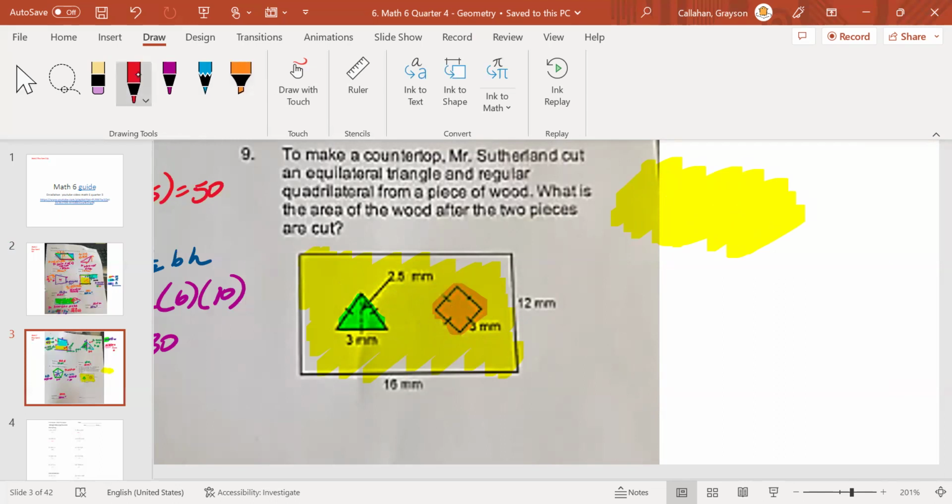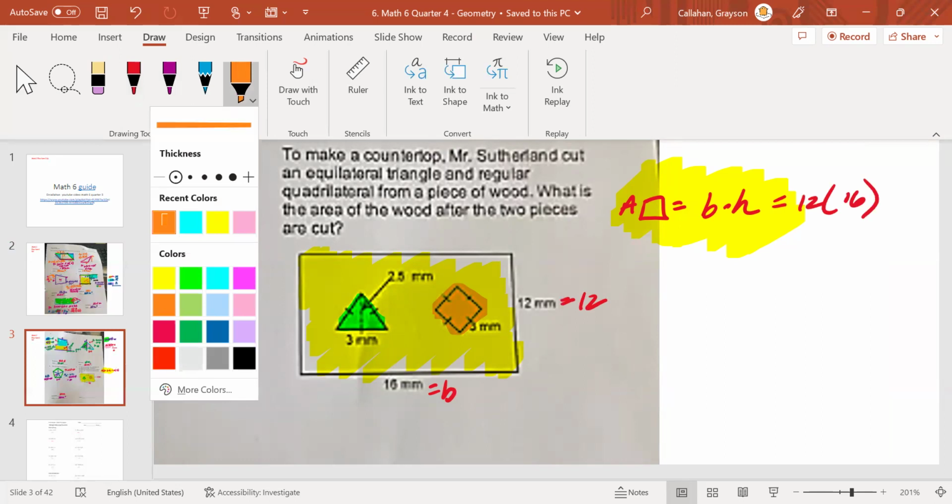So what's the area of the rectangle? The area of the rectangle is 3 millimeters. No, rectangle. Rectangle is this yellow piece. I don't even know why you're looking at 3 because that's not representing the yellow piece. Base times height. What's the base of the rectangle? There you go. What's the height? 12 times 16. There you go.